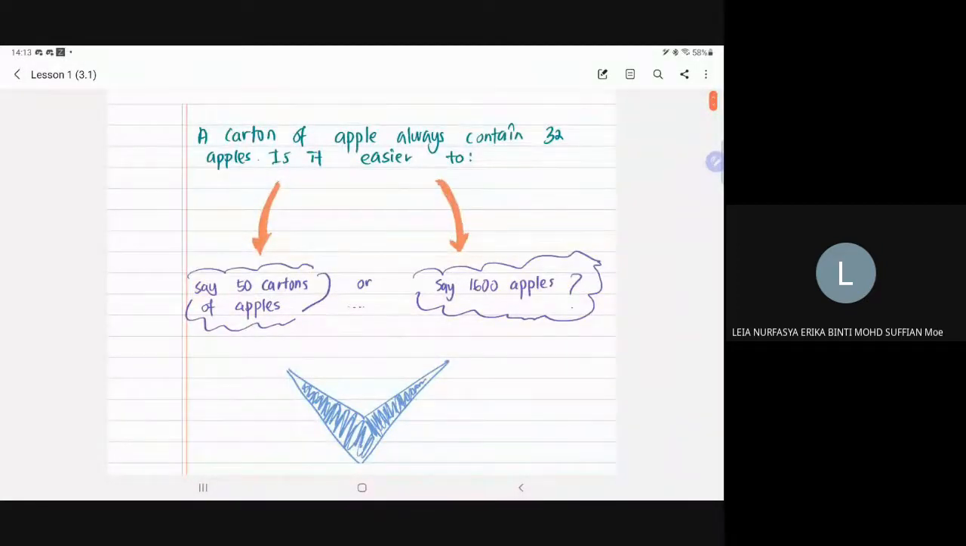Okay, so first of all, kalau kita tengok ni, contoh ni, a carton of apple always contains 32 apple. So let's say kita ada satu carton apple dan satu carton sentiasa ada 32 biji apple. Adakah lebih mudah untuk kita cakap 50 carton apple ataupun lagi mudah untuk kita cakap ada 1600 apple? Which one do you think is easier? The one on the left or the one on the right? Anyone want to answer this? Yes. The left, left kan? Yes, the one on the left.